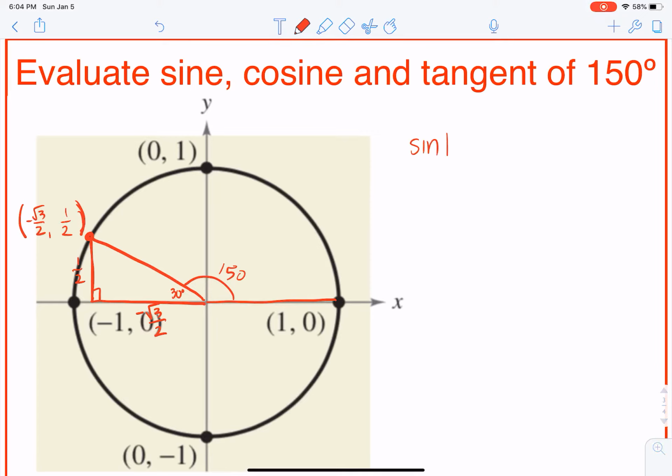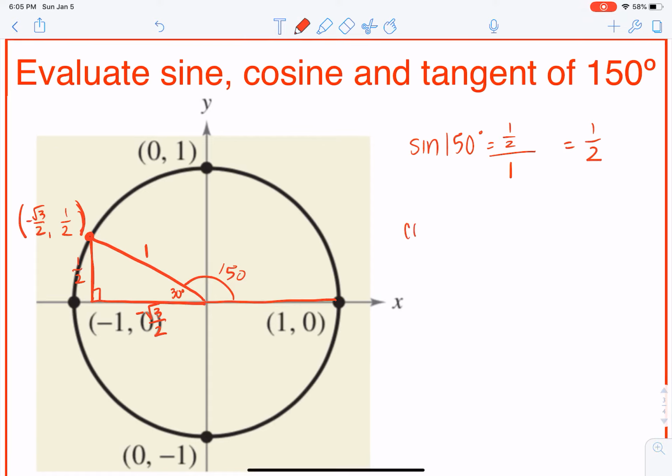So sine of 150 degrees we can also read as sine of 30 degrees. So I'm looking at this triangle here, it's going to be the opposite, so 1/2 over the hypotenuse, which is 1. So sine of 150 degrees is going to give me a value of 1/2.